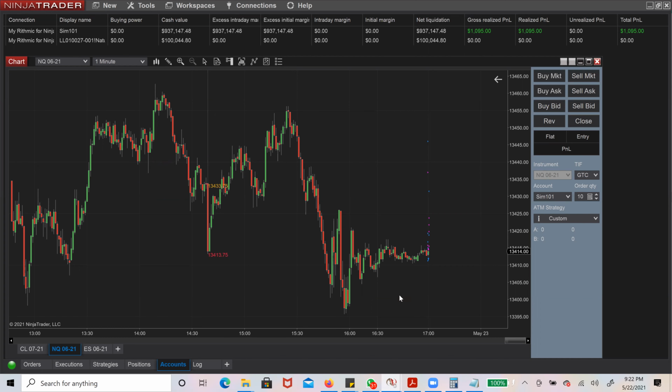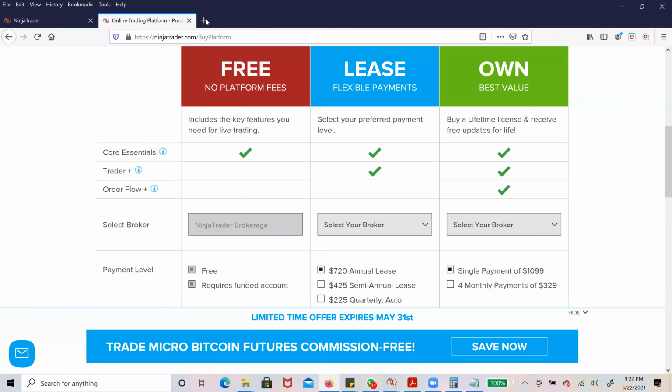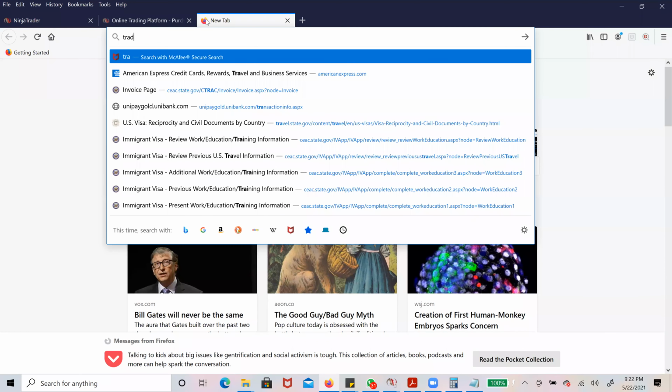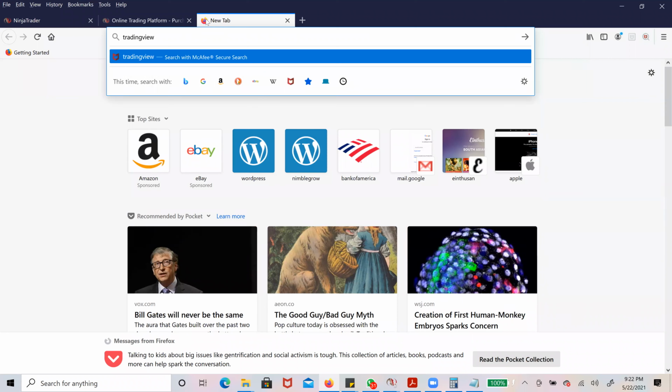But anyways, guys, this is what I want to show you all for the NinjaTrader. This is not only NinjaTrader. You have more platforms as well. I know a lot of people may have it or not. TradingView.com. These are the platforms which allow you to do trading. I'll show you in just 1 second.